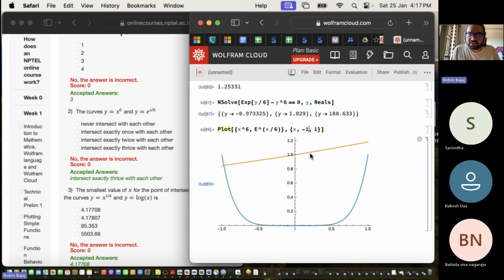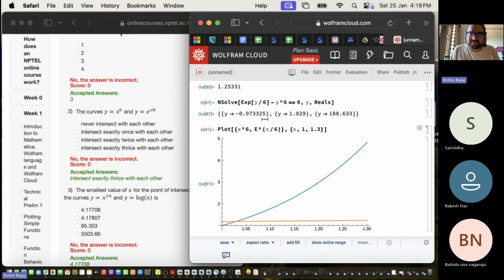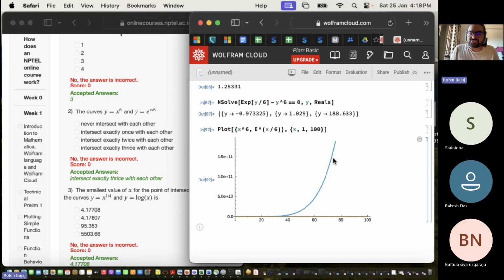Okay, that's the one place. Let's go ahead. 1, 2, 3. So it intersects, not too early. Yeah, so it intersects at this point as well. Then I can change, but basically I have to look at a very large range to see if something happens. Let's say 100. I mean, we already know from nsolve, but let's not go there. 200.